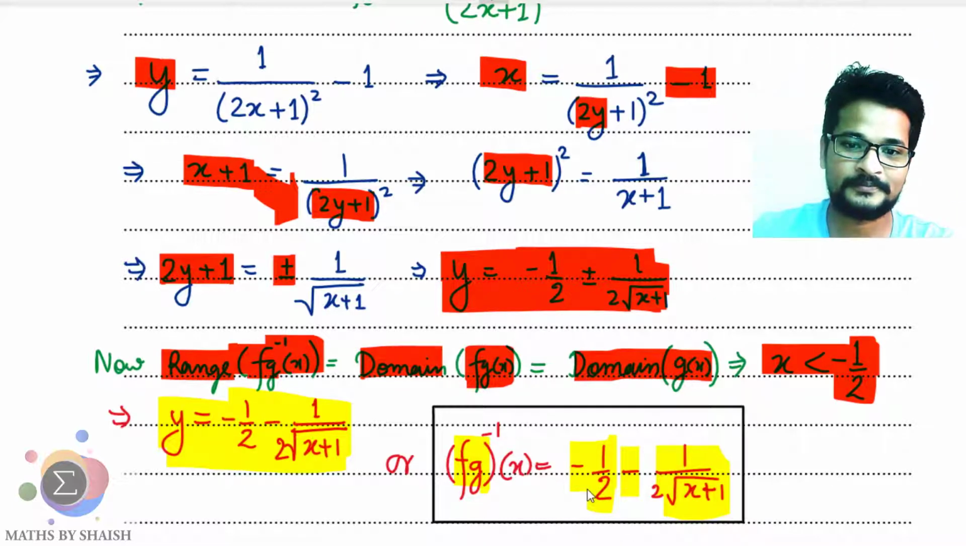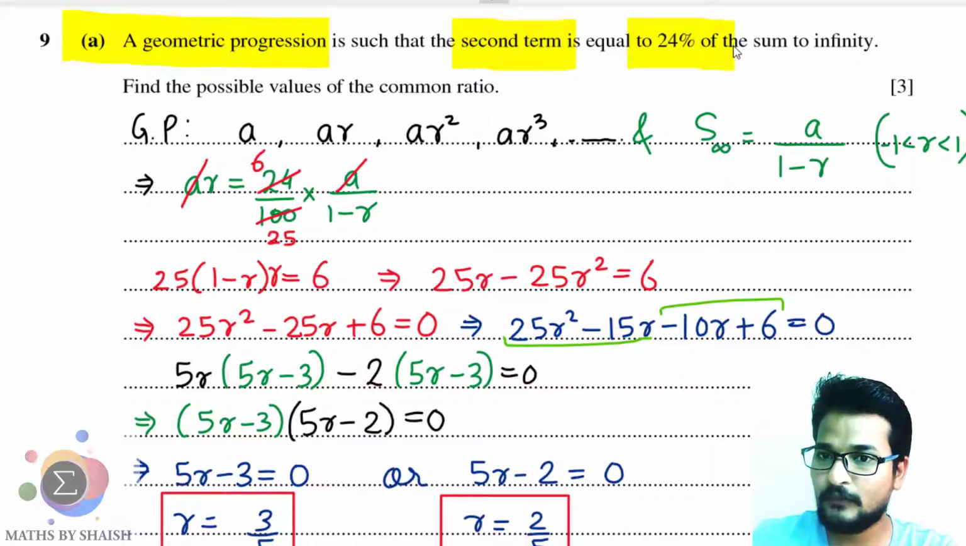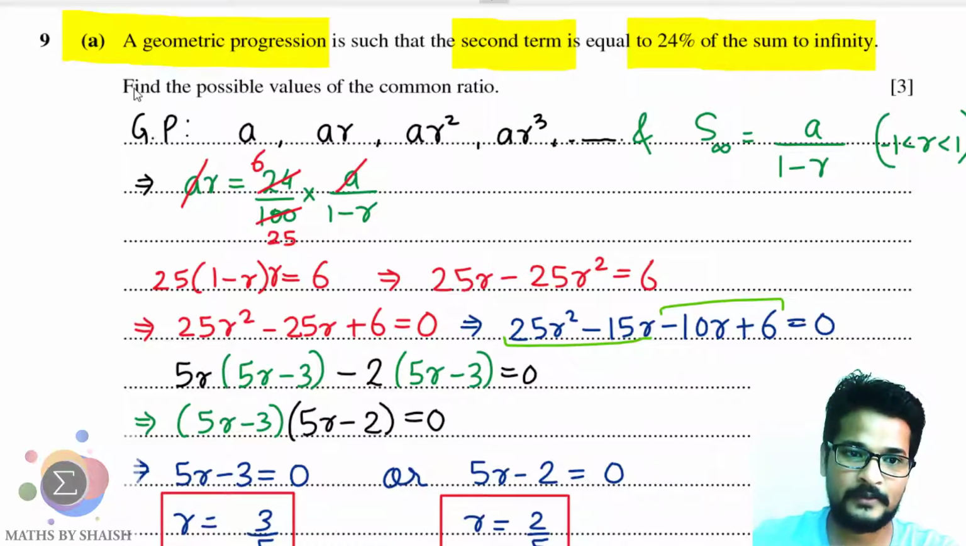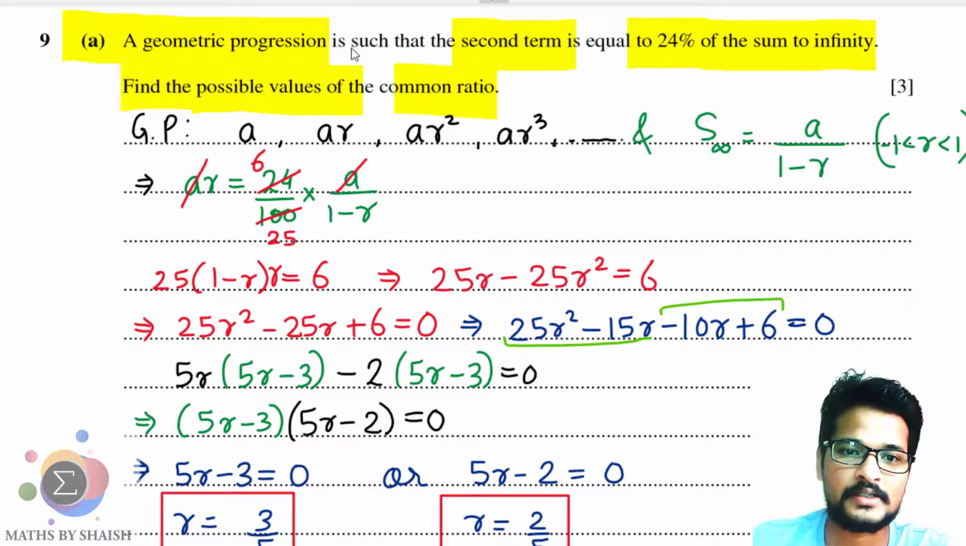Here's the ninth question. A geometric progression is such that the second term is equal to 24% of the sum to infinity. Find the possible values of the common ratio. So it gives the hint, we can say, the possible values, so we can have more than one value of the common ratio, that is r.